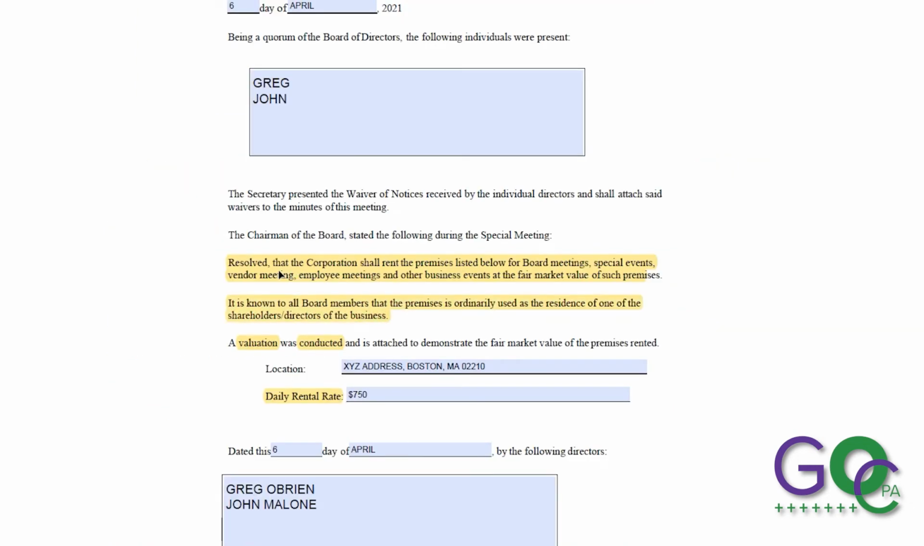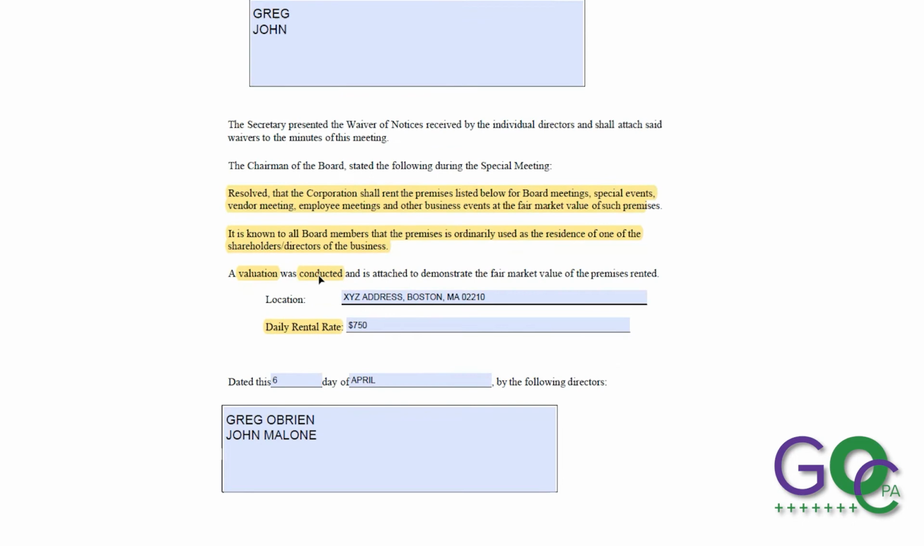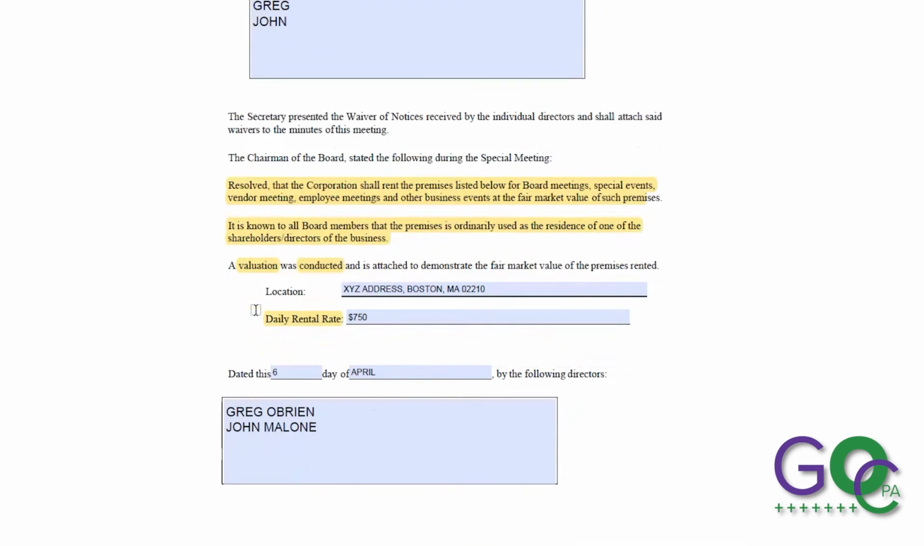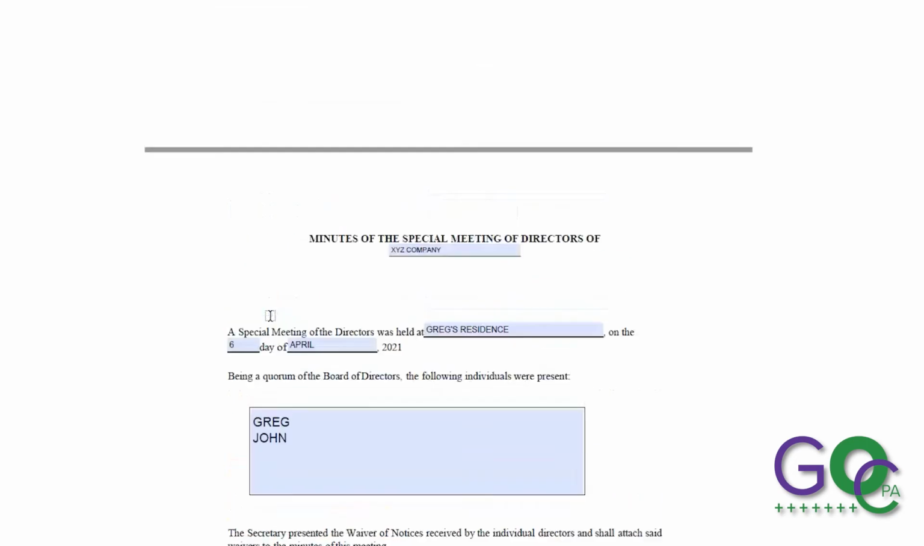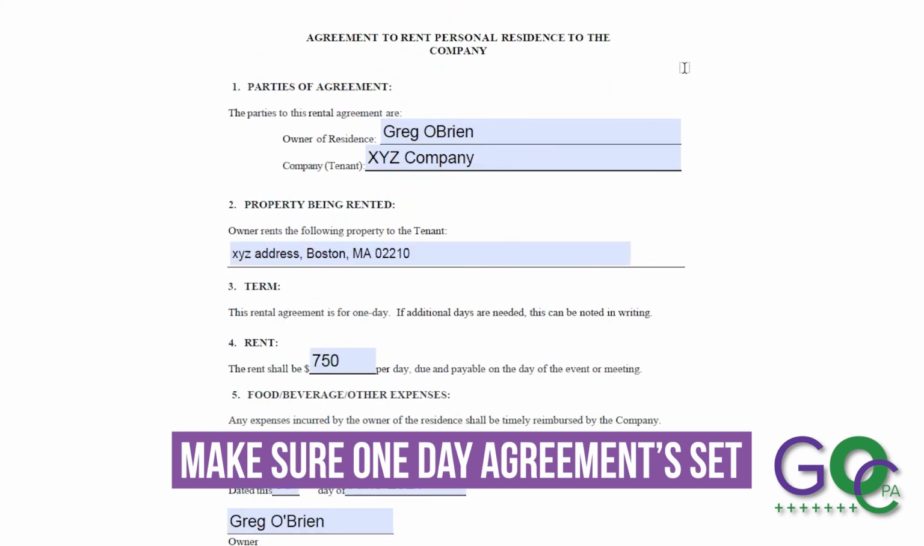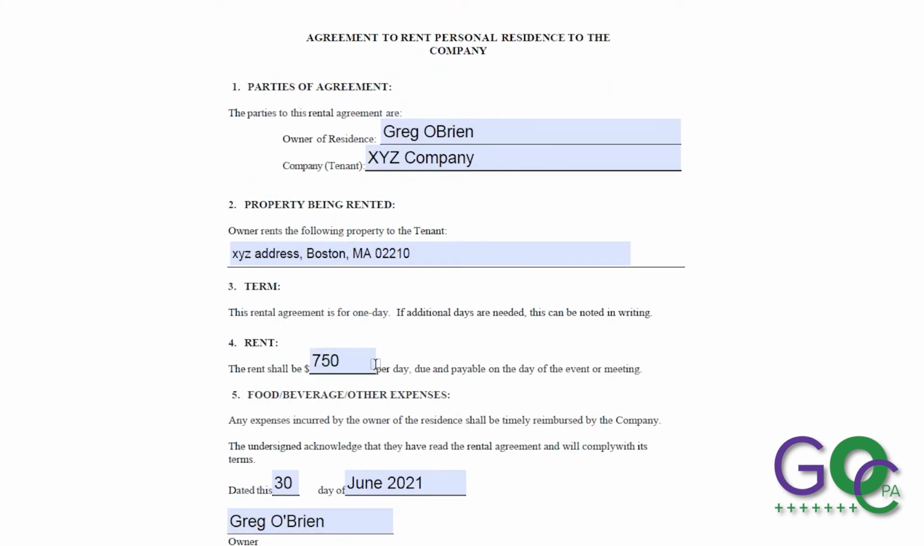So again, this is the board implementing this one time, on such and such date. So it's very important for this to be done correctly. A few of the best practices to talk about: every time we do the Augusta Rule, as we said, we're going to want to make sure that this one day agreement is in place. If the rate changes, that's okay.